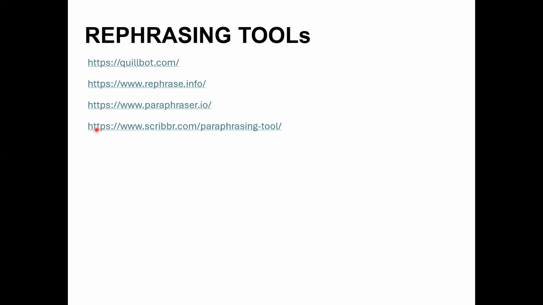So on this slide, you see that there are 4 options you can use: Scribbr, Quillbot, Rephrase, or Paraphraser websites. These are really good websites, and the good part is that they are not like the old traditional free websites, because I have heard this sentence so many times: if you are not paying for a service on the internet, it means that you are paying with your time and with your behavior, and so on.